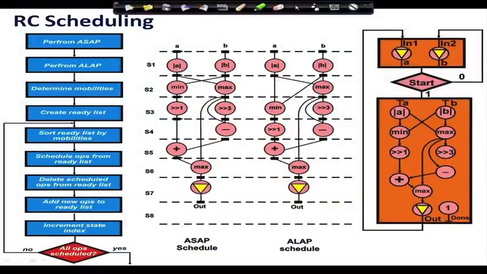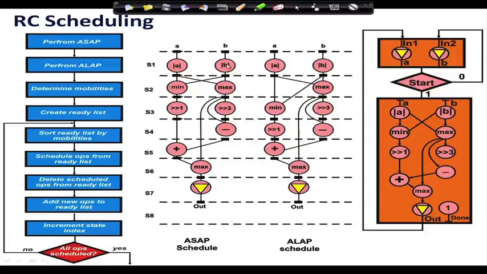What I mean is, say for example, here right now, what will be in my ready list initially? Can you tell me? What is ready at this point? A and B are ready, min and max are not ready as yet. Therefore, A and B will be in the ready list and they will be sorted by mobility. What is the mobility of A and B? Both are 0. Therefore, I can take any one of them. Now, as soon as A is scheduled, I assume that A has been computed. What do I add to the ready list? I do not add anything to the ready list because of the dependency.